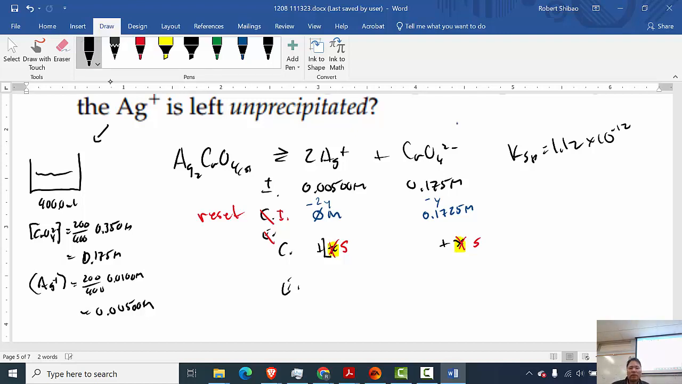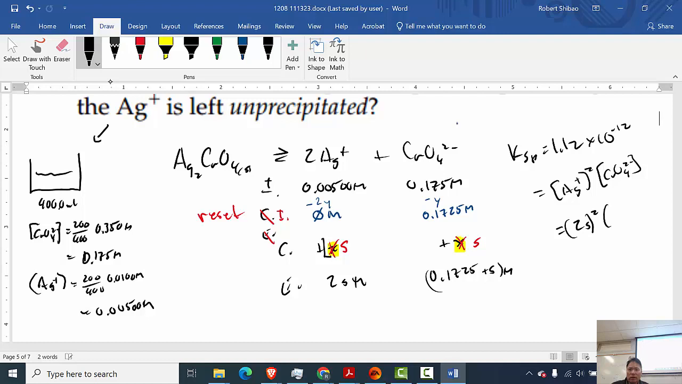And so at equilibrium, the solubility is, if we went backwards, we would call it x. If we're going forwards, we're going to call it s. And so this is going to be 2s molar here. This is going to be 0.1725 plus s molar here. And so this is going to equal the silver ion concentration squared times the chromate ion concentration. The silver ion concentration is going to be 2s quantity squared, and then the chromate concentration will be 0.1725 plus s.